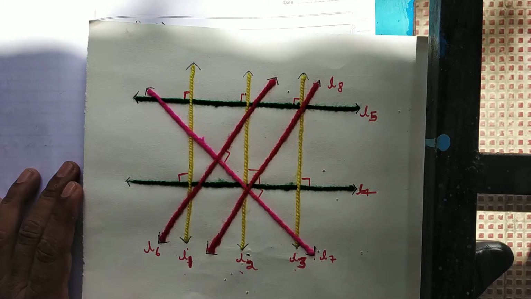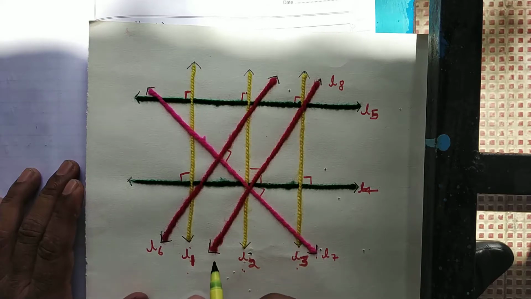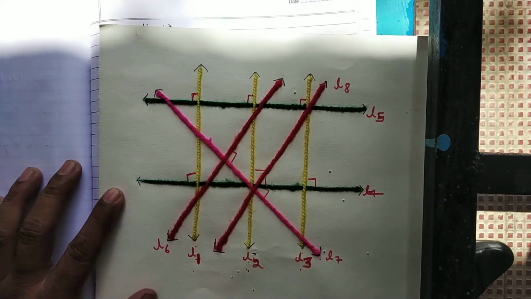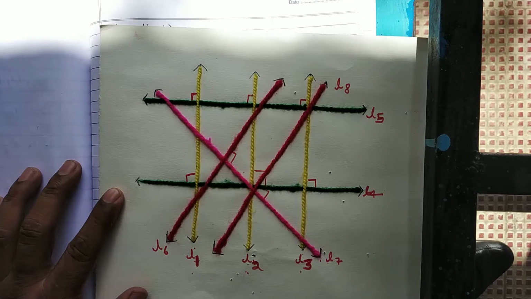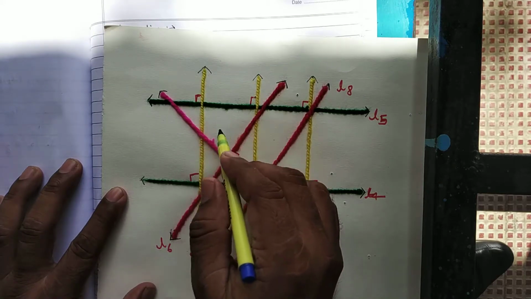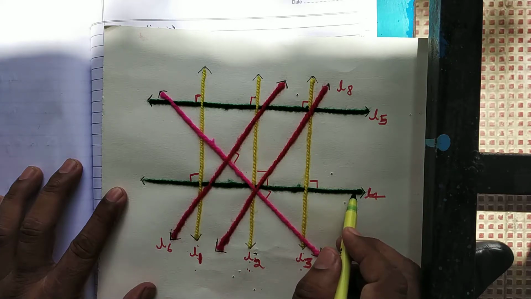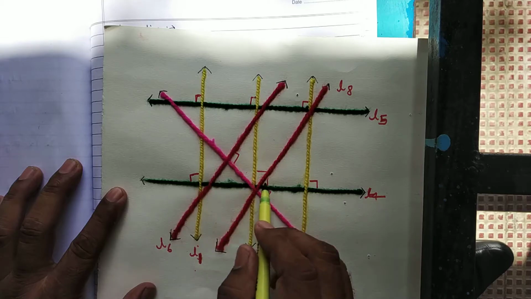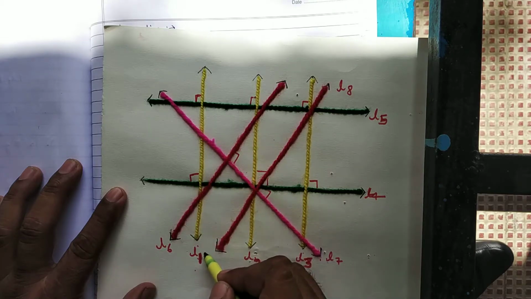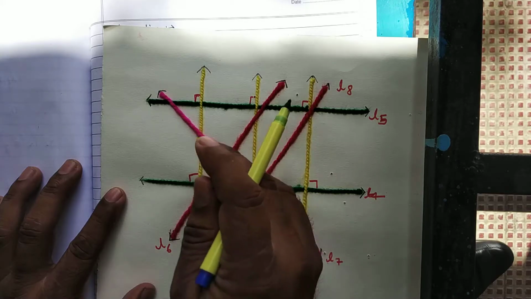Similarly, now we check whether this relation is symmetric. What is a symmetric relation? If (A, B) belongs to R, then (B, A) also belongs to R. Suppose we take the line L1. L1 is perpendicular to L4. Is L4 perpendicular to L1? Yes.